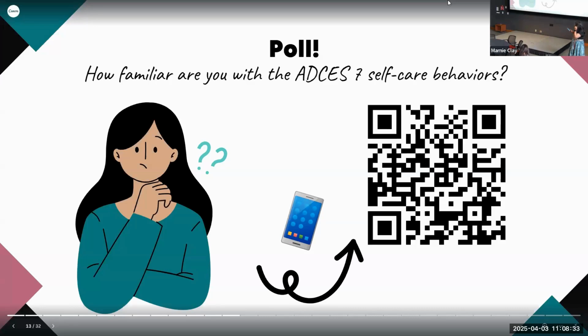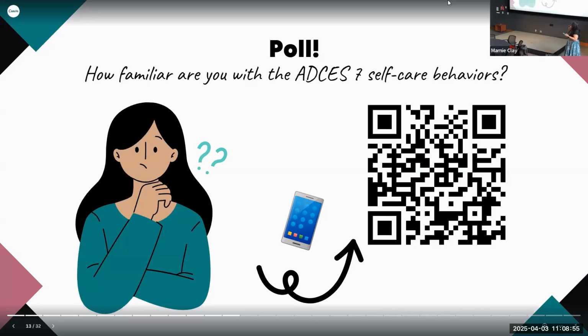D, sounds like most people are not familiar, 54% of us. This is my first time hearing about it. Second answer was 22% of us said not very familiar. I've heard the term, but don't know what it includes. And 15% say somewhat familiar, 9% say very familiar.